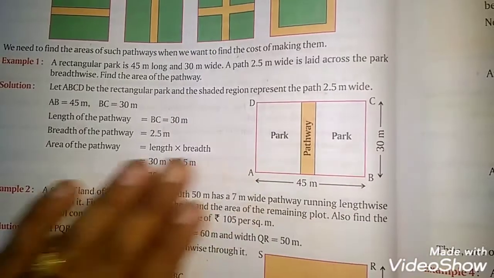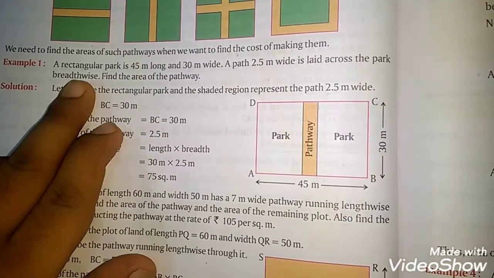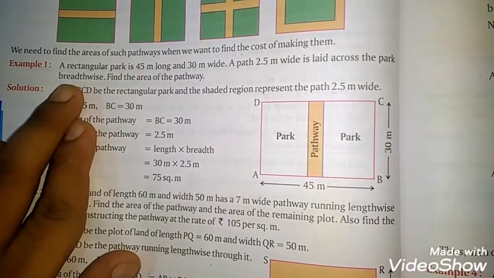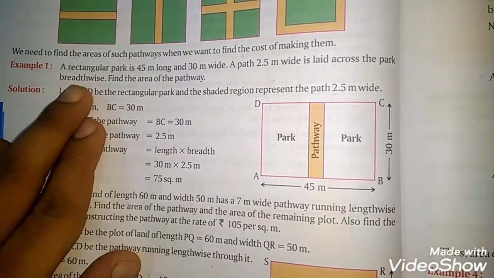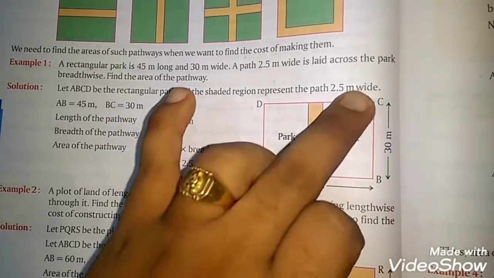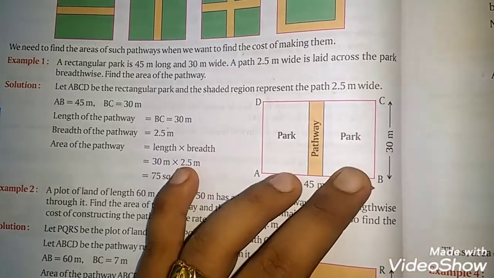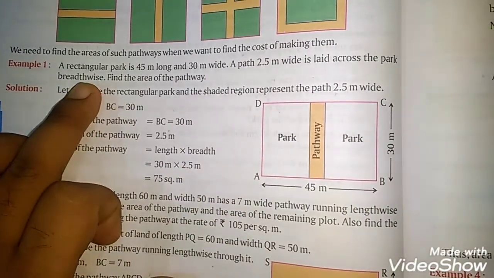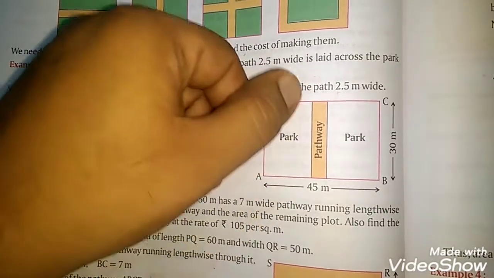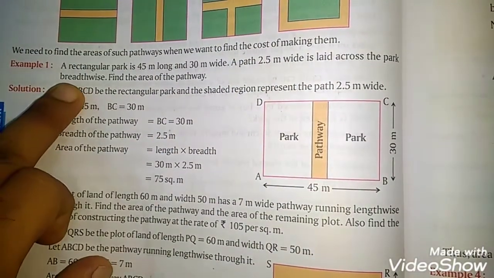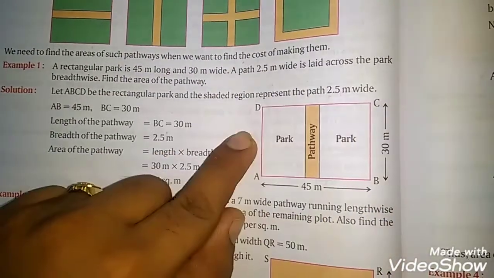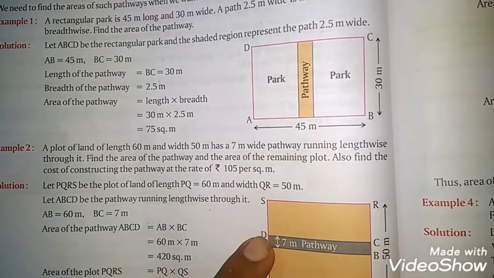Now see, here it is written, a path 2.5 meters wide is laid across the park breadthwise. So you have to imagine in your mind what breadthwise means. This is length: the side which is longer is known as length, and the side which is shorter is usually known as breadth. So here breadthwise means along the breadth, so it is vertical. If it were written lengthwise, then it would have been horizontal.